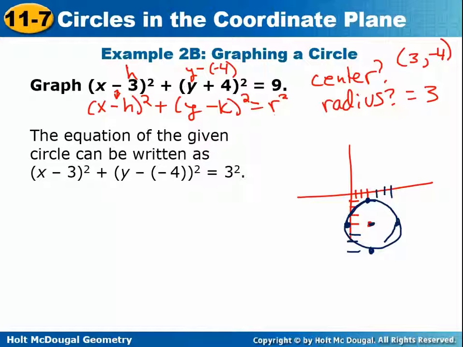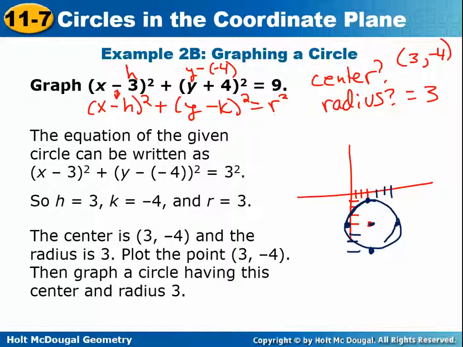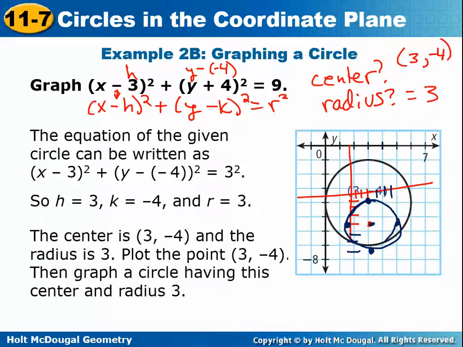Now they're going to show that pretty much the same way we did, except their circle is going to be nicer looking than mine. Oh, theirs is way prettier than mine. Nice, perfect circle.